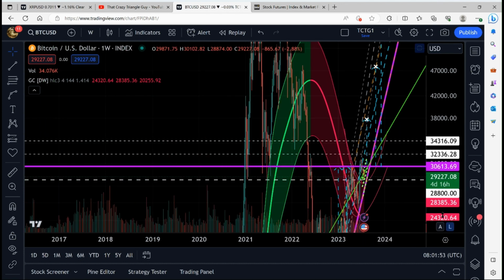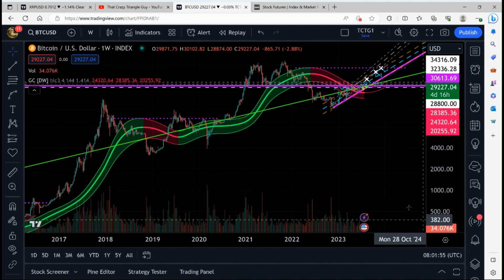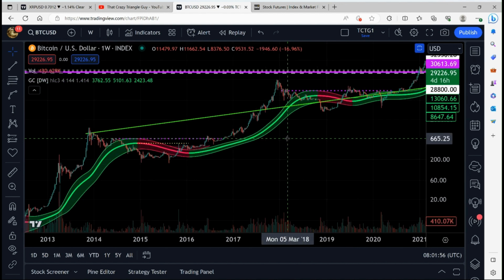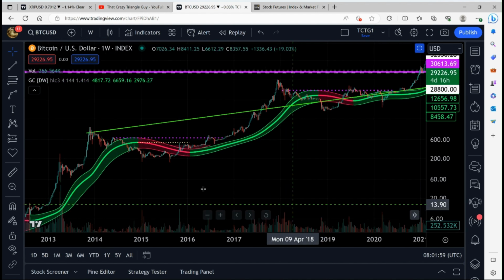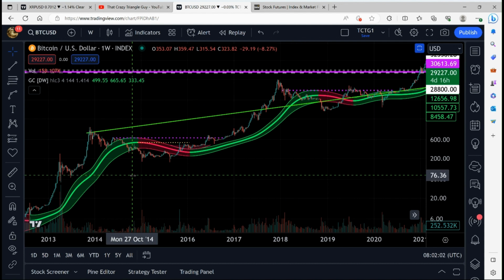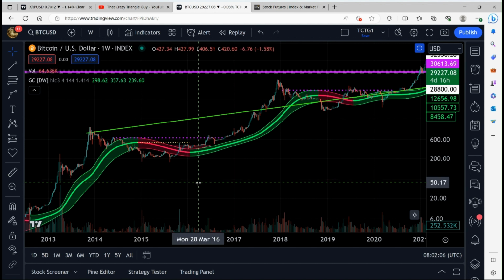Now I do want to show you something else with the Gaussian channel, and that has to do with that upper target that I made at 54,000.